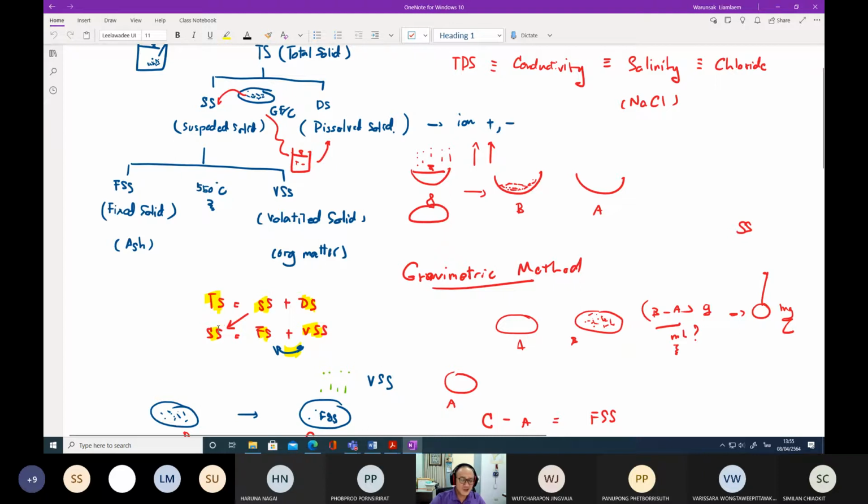In the last week, we measured total solids, suspended solids, and dissolved solids. And for suspended solids, we also measured the volatile solids. So we took the suspended solid samples after measurement, then burned them at 550 degrees. And then we measured the ash, or sometimes we measure the weight loss, because that weight loss is equivalent to the amount of volatile solids in a water sample.